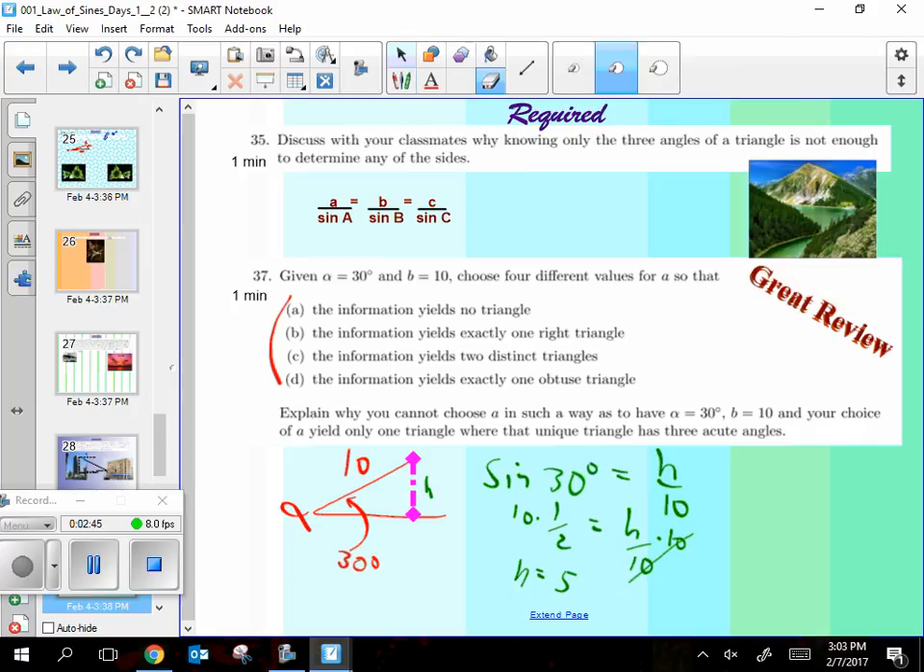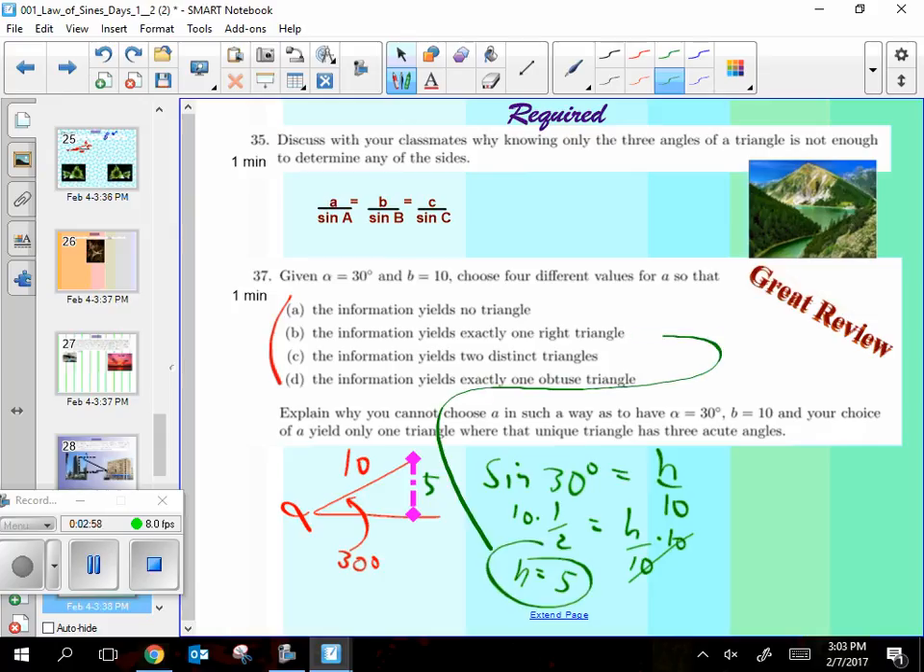That means that the ideal side length here would have been a 5. That way, you've got a right triangle. And we all know those are easy to do when it comes to trig. Okay, so that's the one that yields a right triangle. And if it was shorter than 5, anything less than 5, then you'd have no triangle. Or if it was a little bigger than 5, then you could have 2 triangles.